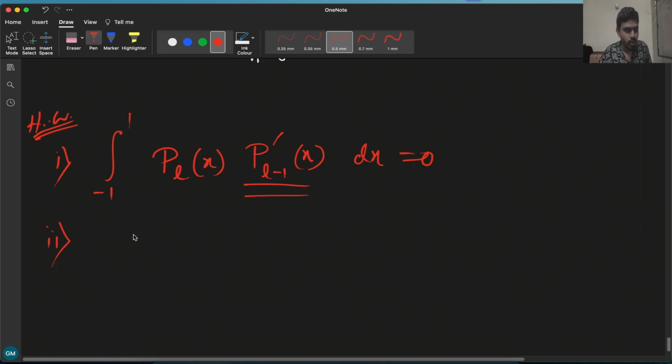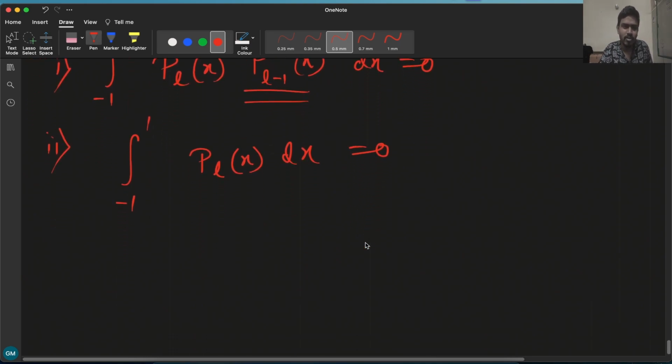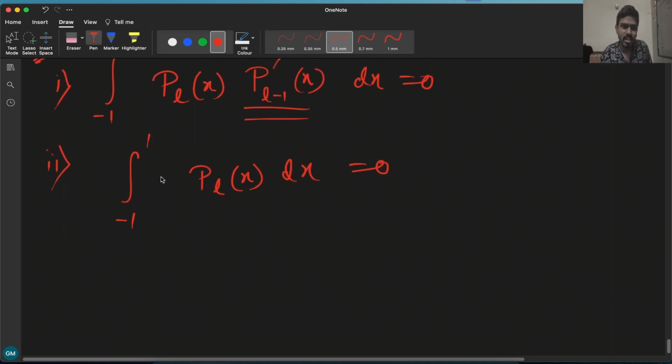Number 2: the integral from -1 to 1 of P_L(x) dx equals 0. The proof of this is very easy. There is nothing here, meaning there is 1 multiplied with it, and it is conditioned upon L not equal to 0, so L is greater than 0. This 1 I can write as P_0(x), right? And if L is not equal to 0, then it follows from the orthogonality property.